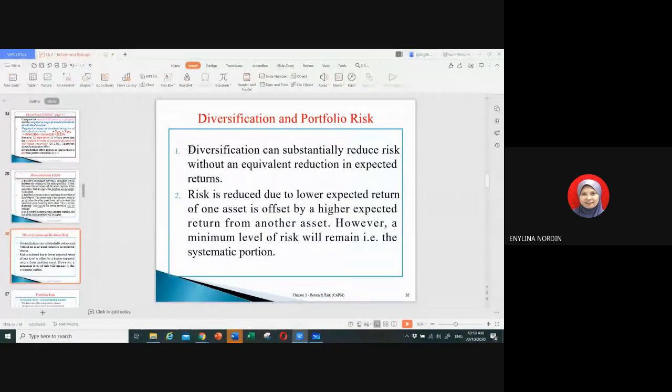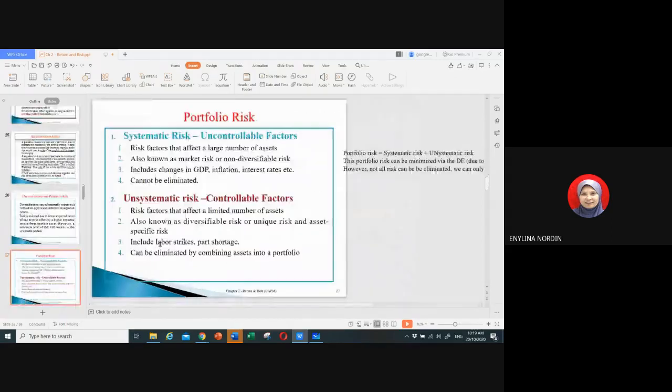Okay, here, this is the conclusion lah. We can say here, diversification can significantly reduce risk without an equivalent reduction in expected return. The risk is reduced because the lower expected returns of one asset are offset by the higher expected returns from another asset. That means you are investing your money in different industries where the returns of these two stocks have a negative covariance and correlation. Okay. Right. Okay.